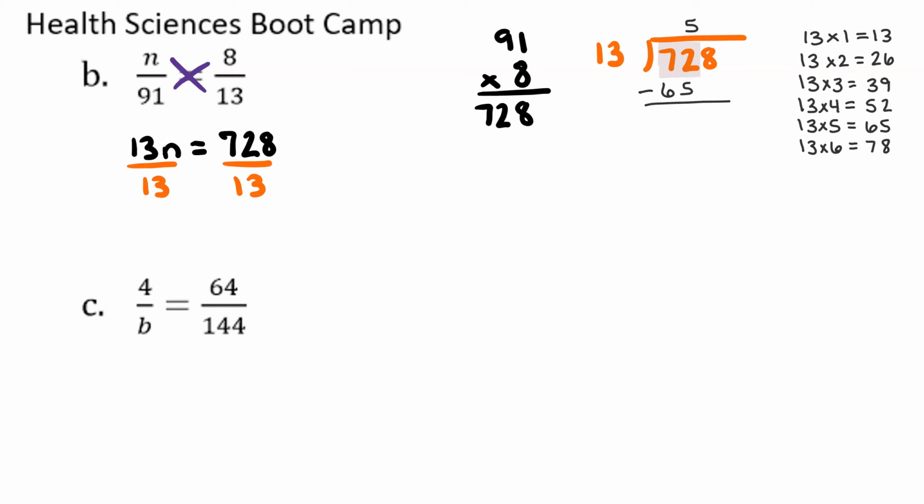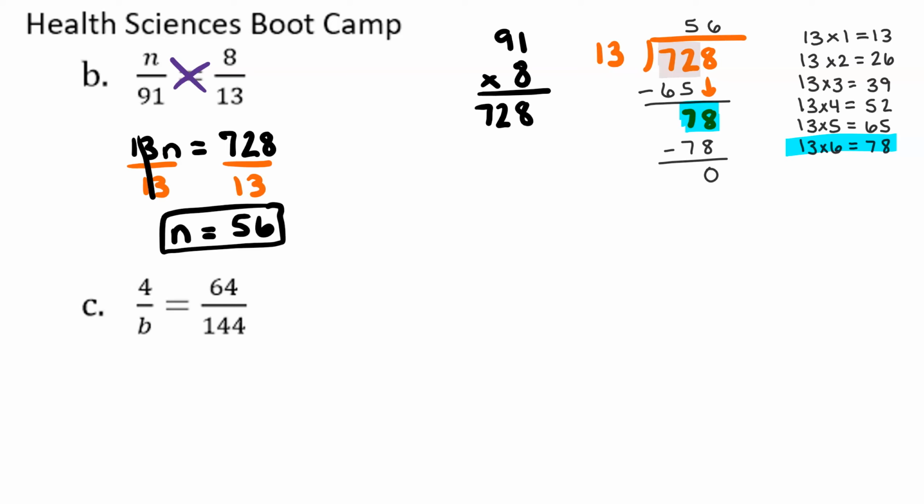And then we'll subtract. So 72 minus 65 is 7, and I'll bring down the 8. So now how many times does 13 go into 78? Well, 6 times. Perfect. And when I do that math, I do get 78, which means when I subtract, the remainder will be 0. So 728 divided by 13 makes 56. So I could say n equals 56.